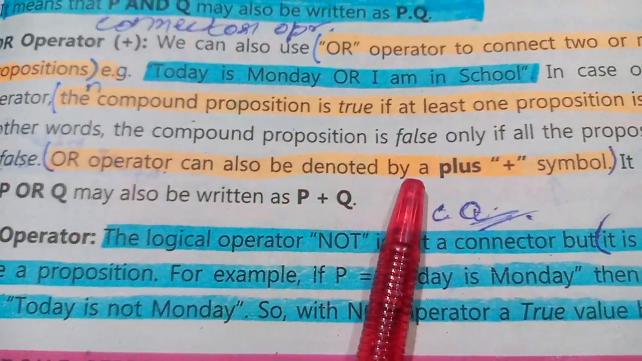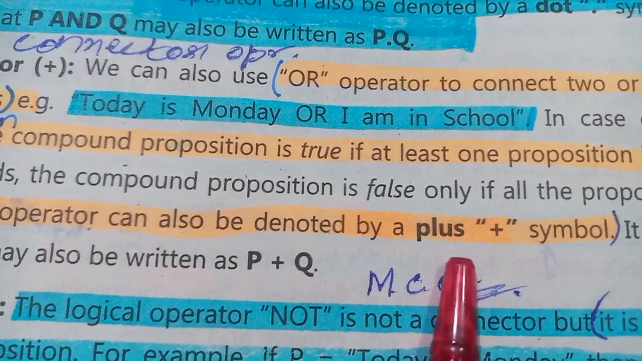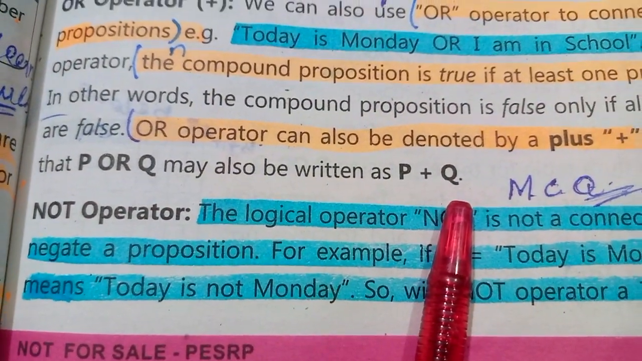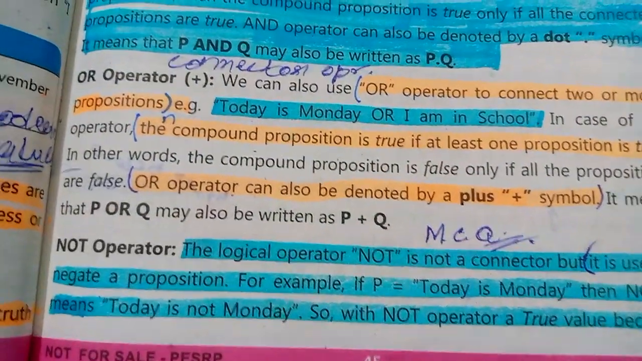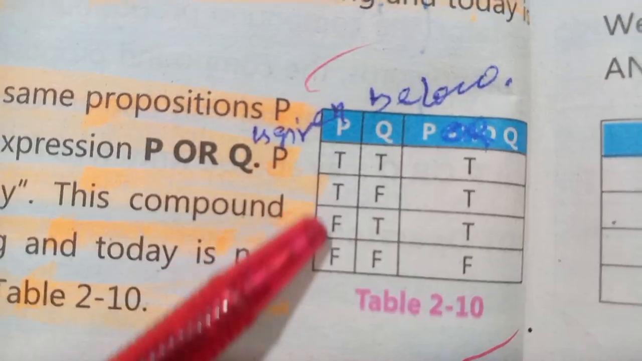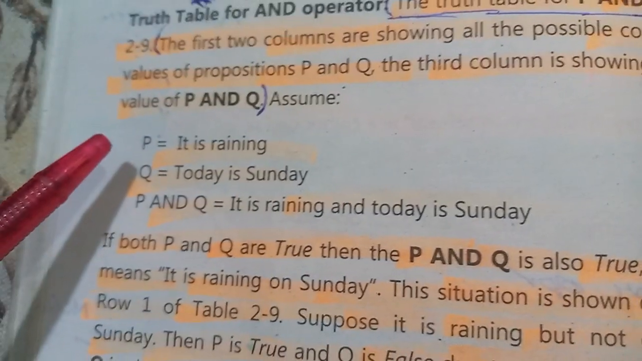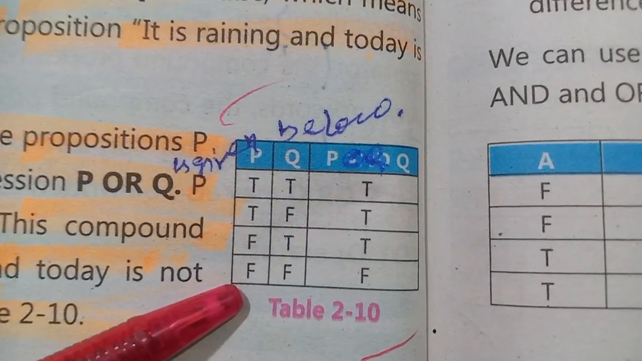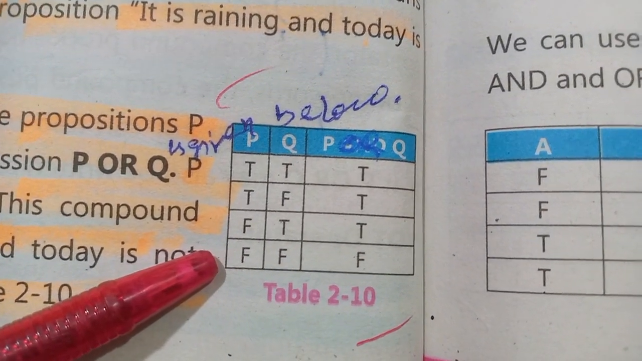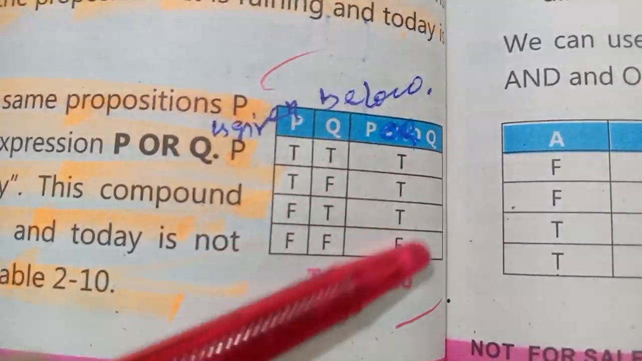The OR operator can also be denoted by a plus symbol. This line can be asked as an MCQ. It means that P or Q may also be written as P plus Q. After this, you will draw its table, which is given on the next page. So its table is as follows: P and Q are the different values of the propositions. For these two propositions, it is raining and today is Sunday, the result is false only when both the propositions are false, otherwise it will be true.